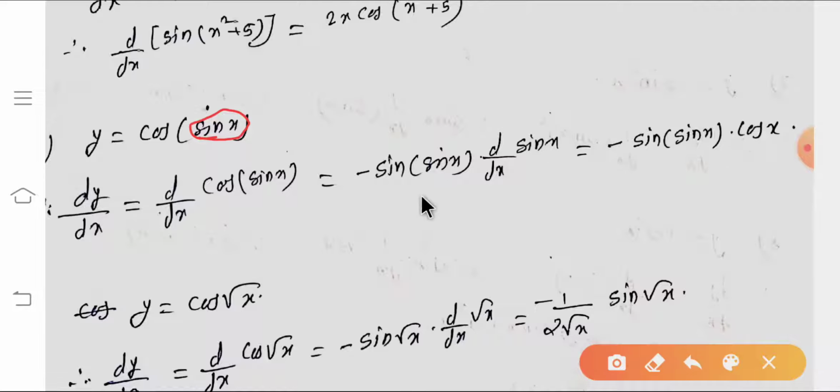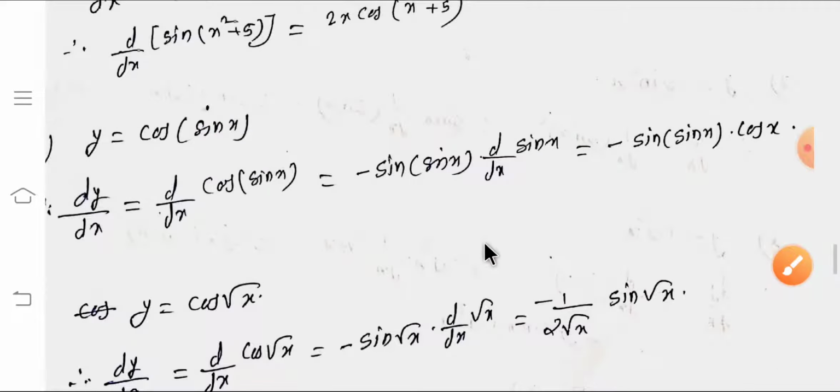So the solution is dy by dx equal to minus cos x into sin of sin x. We can write one more step here, sin of sin x. So dy by dx is minus cos x sin of sin x.